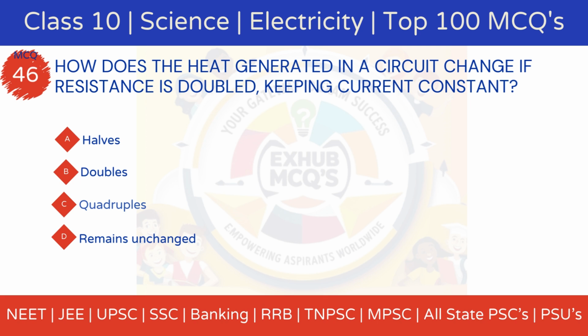Option A, halves. Option B, doubles. Option C, quadruples. Option D, remains unchanged.